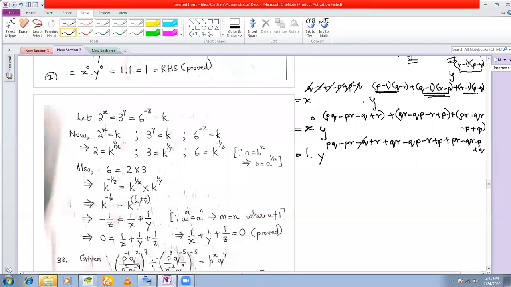Now see, all these cancel. Plus q minus q. And then you have a pq here, you have a pq here cancelling. You have a minus pr plus pr cancelling. You have a plus r, you have a minus r cancelling. You have a plus p, you have a minus p cancelling. You have a plus qr and you have a minus qr cancelling. So what you get is 1 into y to the power of 0, which is 1 into 1, which is equal to 1, which is your right hand side.